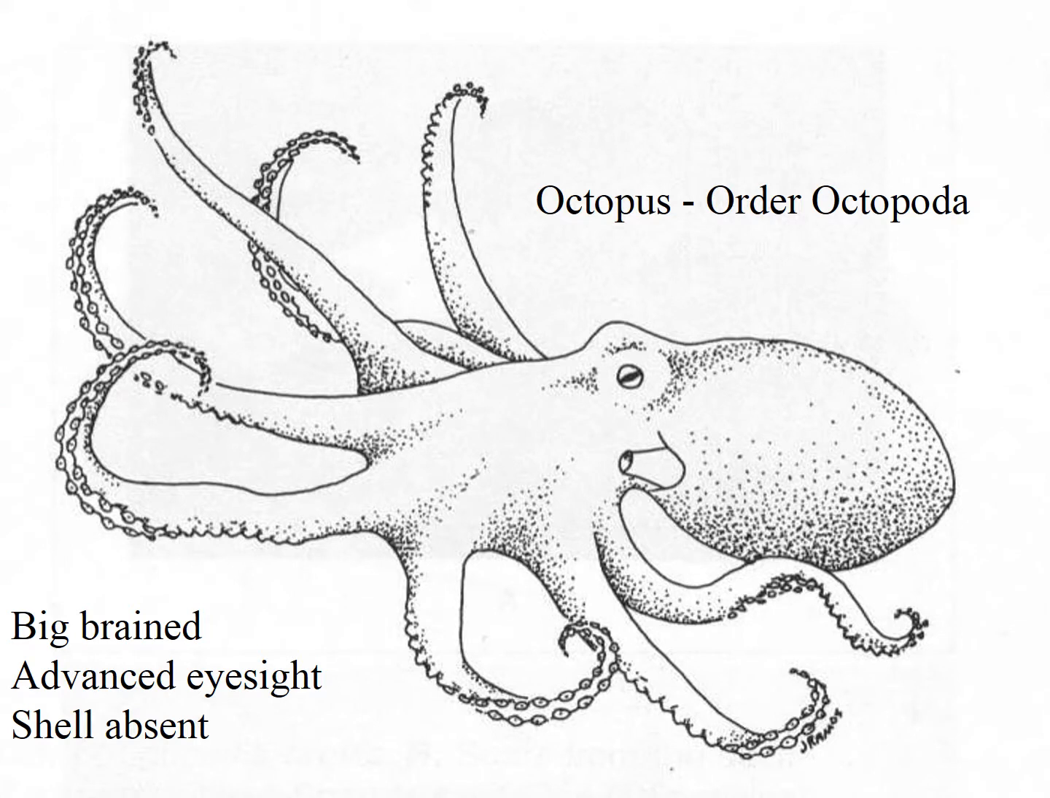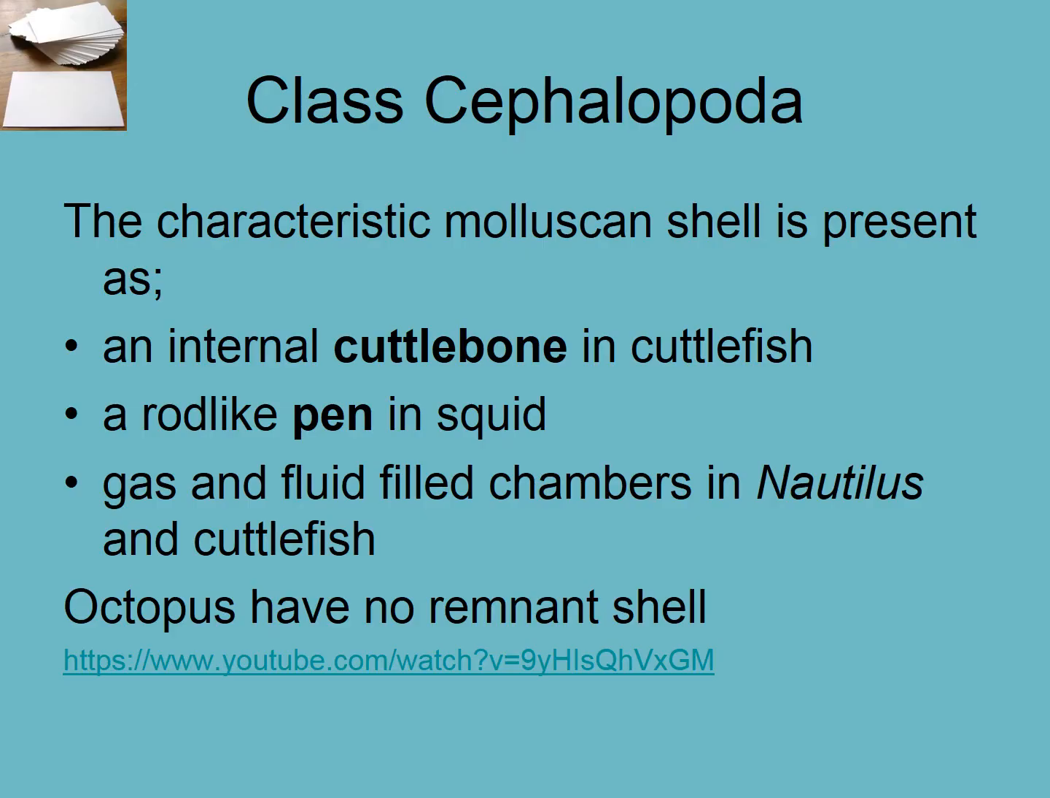Big brained. They can learn to move through mazes at a faster rate than rats. Okay, so they can be very smart. Advanced eyesight, no shell, and of course they have no hooks on their tentacles. Okay.